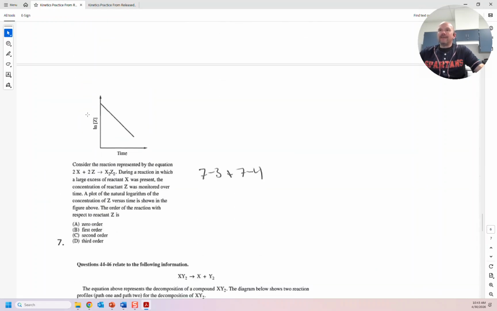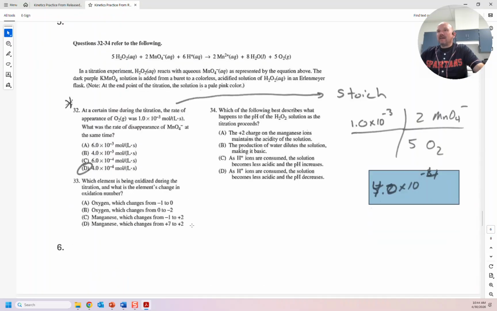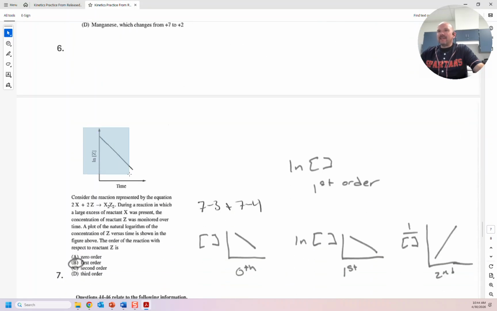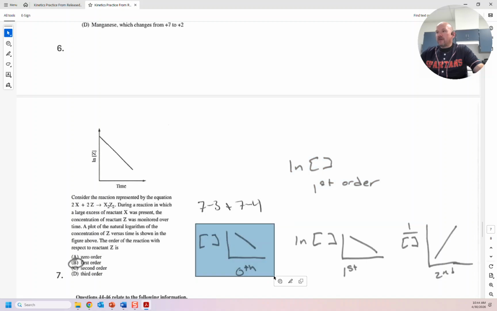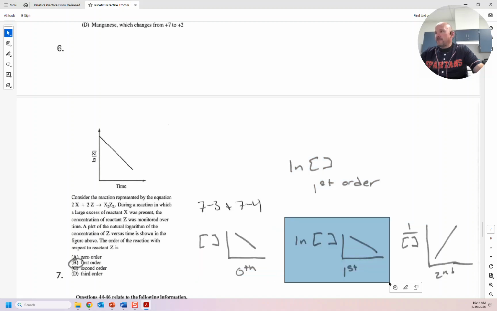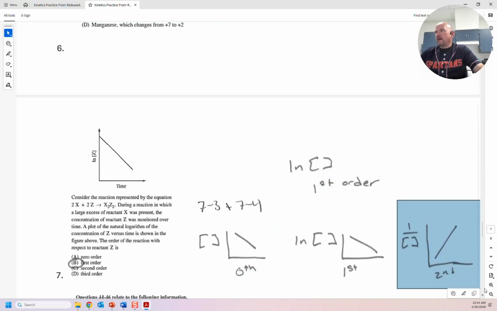All right. Here, natural log versus time gave us a straight line. First order. B. That's it. That's all you have to do, right? If this had said 1 over the concentration of Z, then it's second order. If this had just said the concentration of Z, then it's 0 order, but that's it, right? As soon as I see it's the natural log graph that's giving me the straight line, that's first order kinetics, right? If this graph gives me a straight line, 0 order. If this graph gives me a straight line, first order. If this graph gives me a straight line, second order.